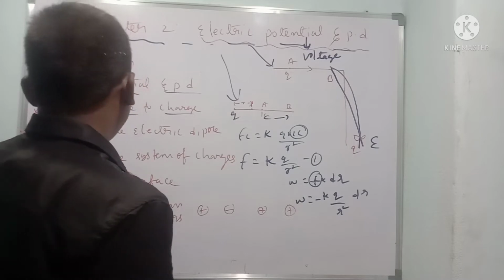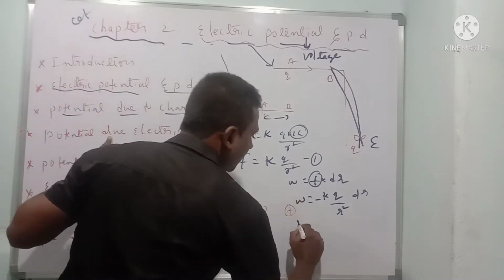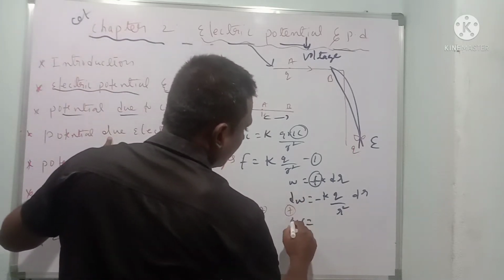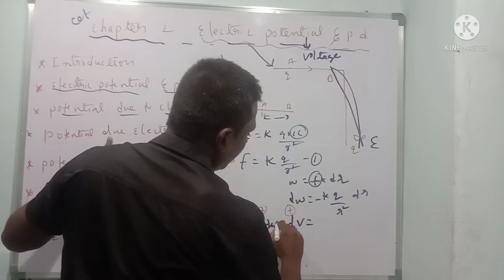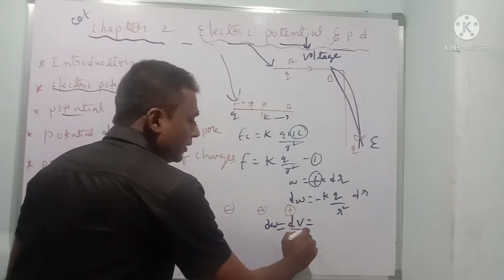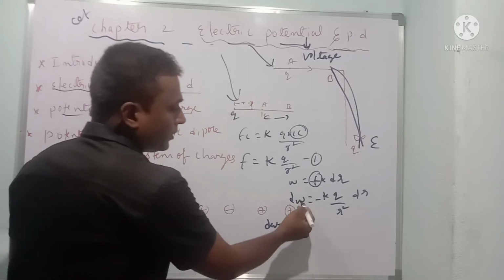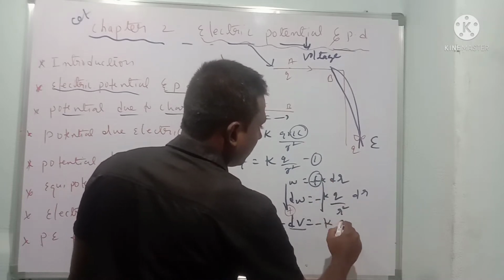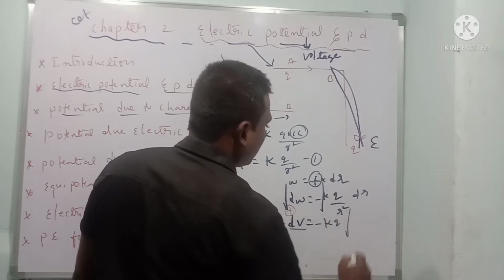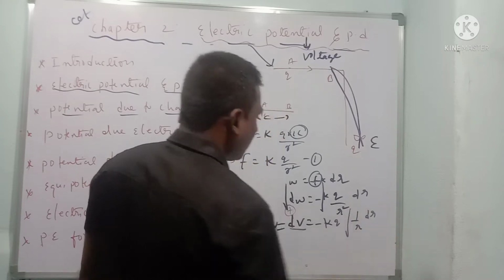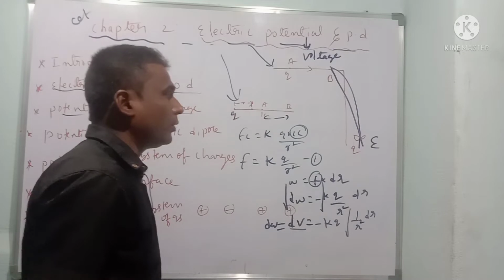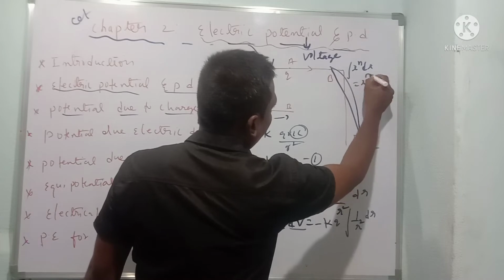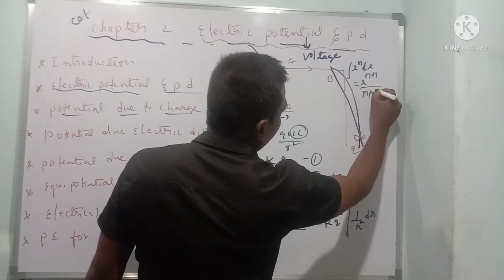Dear children, I want to find the potential difference, and this amount of work done is equal to the potential difference. So I am going to integrate dW or dV. This is dV, the change in potential, and this is the change in work done. If I integrate, I get the integration of minus K, and q is constant, integration of 1 by r square dr. Now we know that the integration of x to the power of n dx is equal to x to the power of n plus 1 divided by n plus 1 plus c.